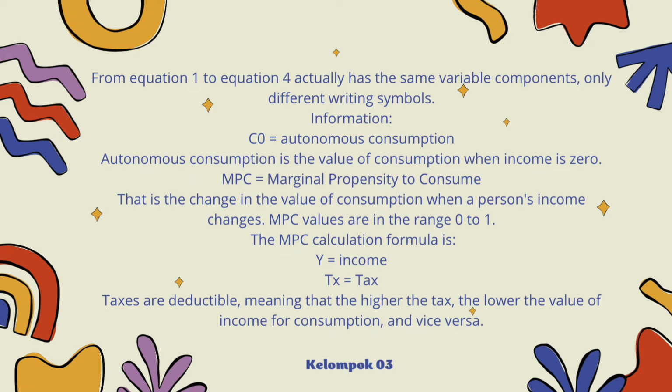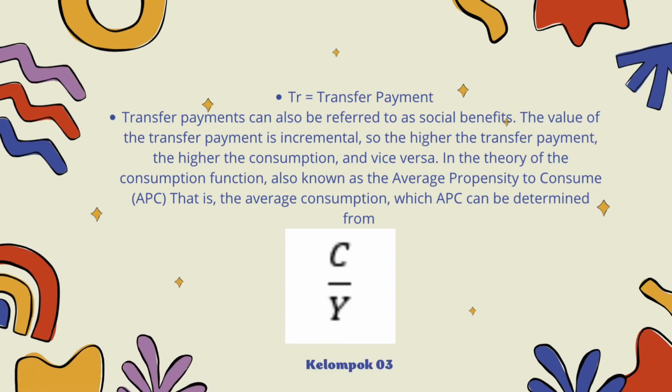Y equal to income, TX equal to tax. Tax are deductible, meaning that the higher the tax, the lower the value of income for consumption and vice versa. Transfer payment. Transfer payment can also be referred to as social benefit. The value of the transfer payment is incremental. So the higher the transfer payment, the higher the consumption, and vice versa.